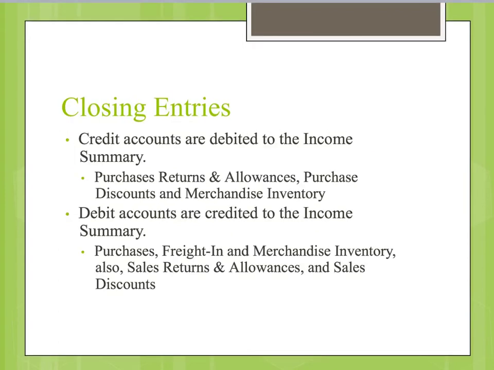With regards to closing entries, we've added more accounts that require closing. So our credit accounts are debited to the Income Summary, and the new additions become Purchase Returns and Allowances, Purchase Discounts, and Merchandise Inventory. The debit accounts are credited to the Income Summary: Purchases, Freight In, and Merchandise Inventory, and also Sales Returns and Allowances and Sales Discounts.